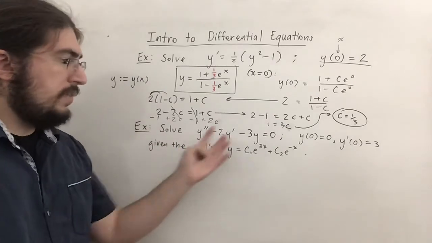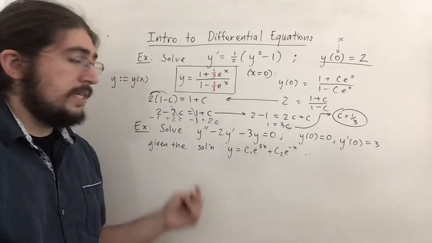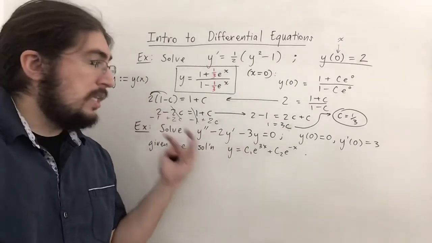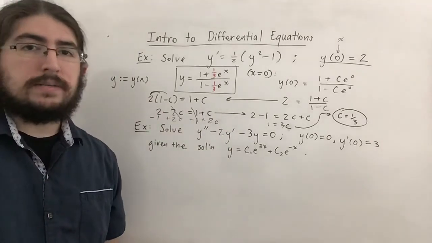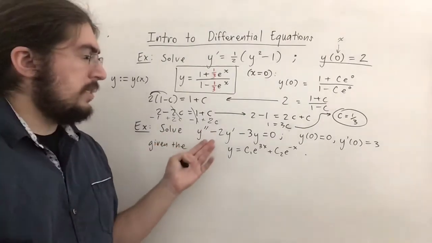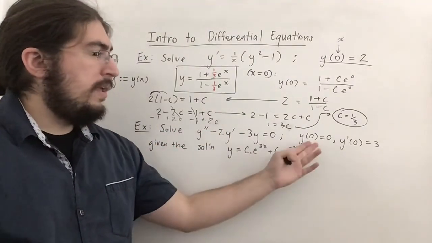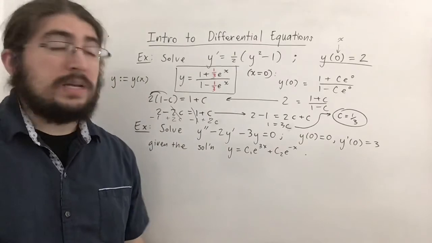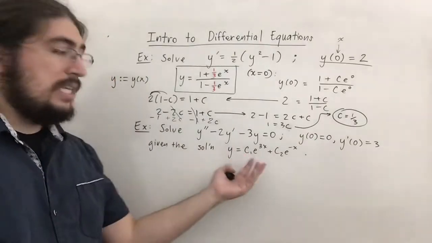So here we want to solve this crazy differential equation. This is a second order linear homogeneous differential equation based on the terminology we've established. Good. So y double prime minus 2y prime minus 3y equals 0. y of 0 is 0, y prime of 0 is 3. Given that this is a solution.